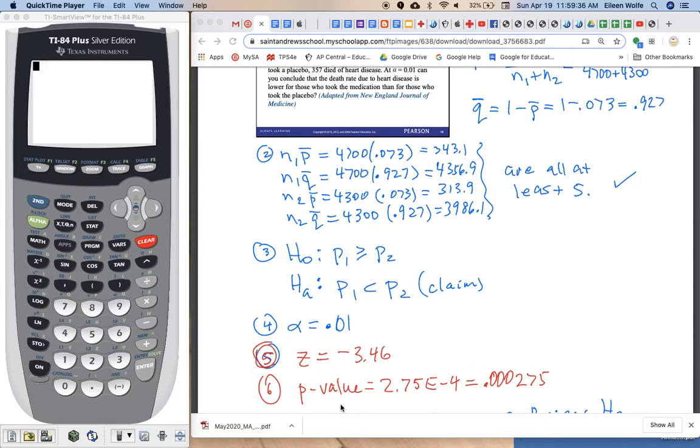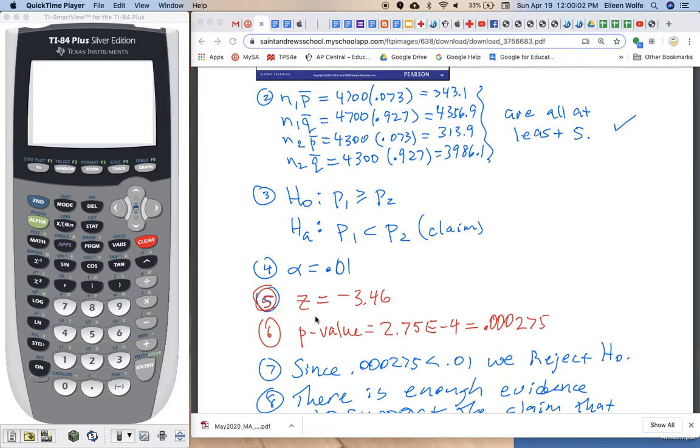So anyway, there's a claim that taking the medicine lowers the rate of death due to heart disease. So p1 less than p2 is a claim. Remember, this is not a claim about a mean. We are qualitatively just looking at whether someone died of heart disease or not and counting how often that occurred in each group. So we're testing a claim that proportion 1 is less than proportion 2. The alpha level is 0.01.